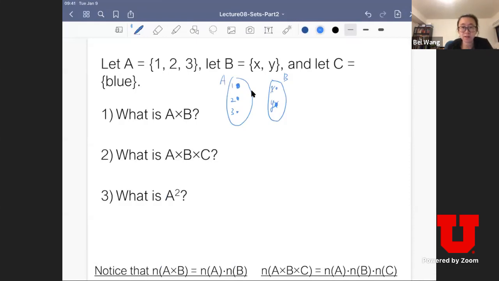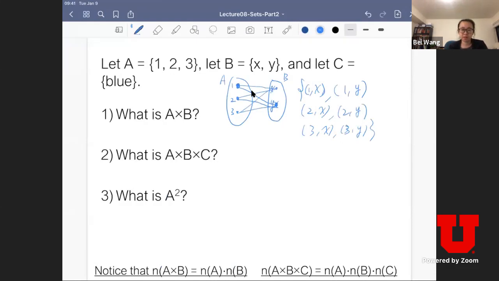So essentially, you're looking at a complete bipartite graph, where you drew all possible edges from left to right. So 1x is an element. 1y is an element. 2x is an element. 2y is an element. 3x and 3y. Essentially, we want all possible combinations of choosing an element from A paired with an element from B. And also it's ordered, right? The element from A shows up first, the element from B shows up next.